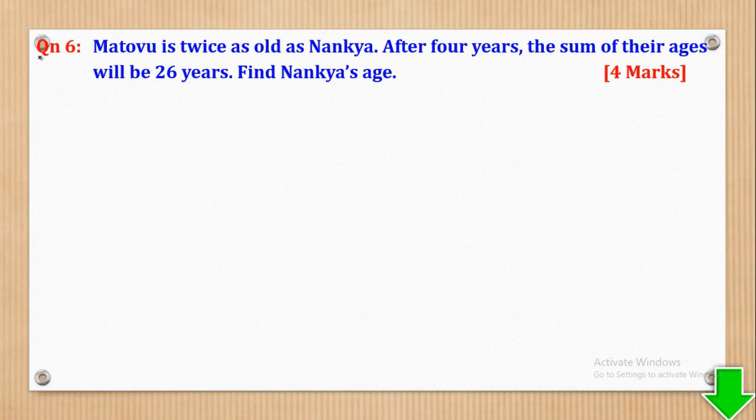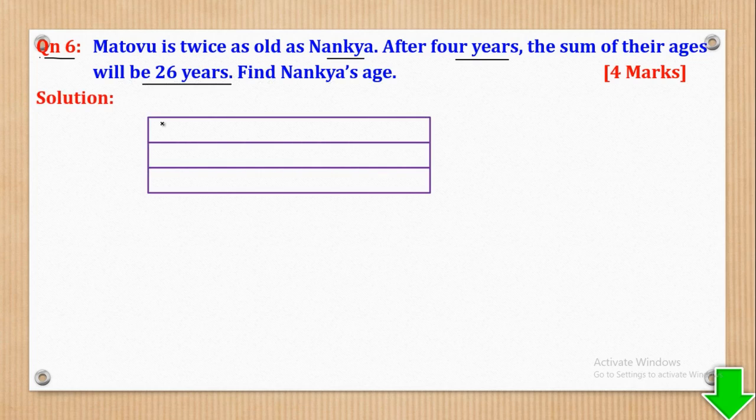So now we shall go to question 6. Question 6 says Matovu is twice as old as Nancha. After 4 years, the sum of their ages will be 26 years. Find Nancha's age. So you shall have to first draw a small table for you to easily get the equations to use.